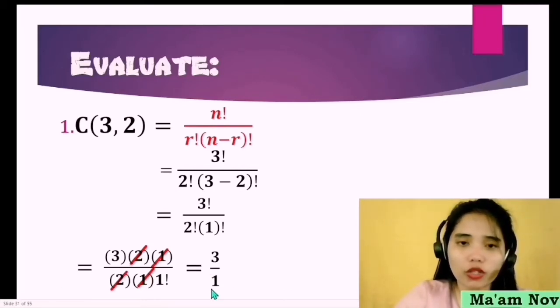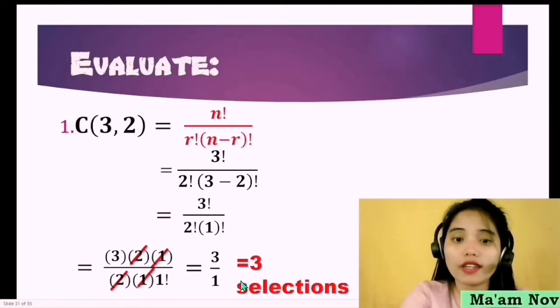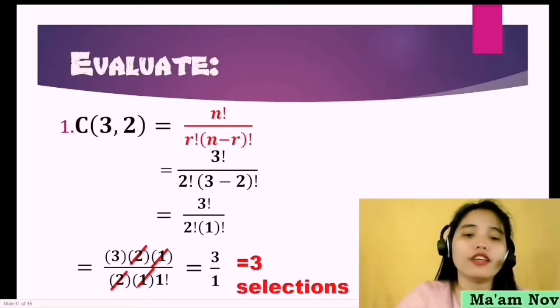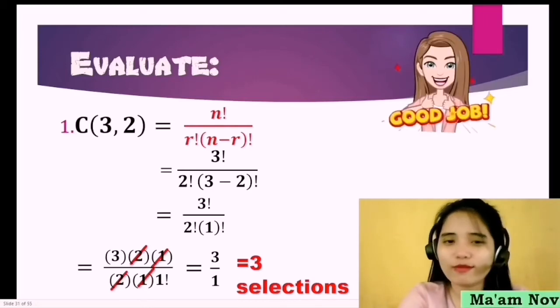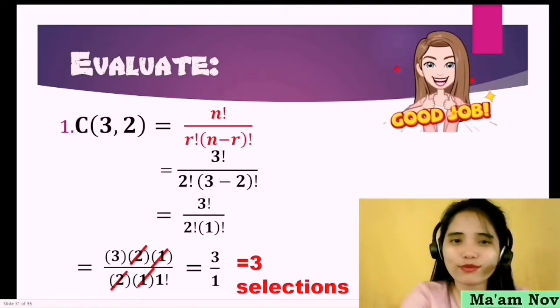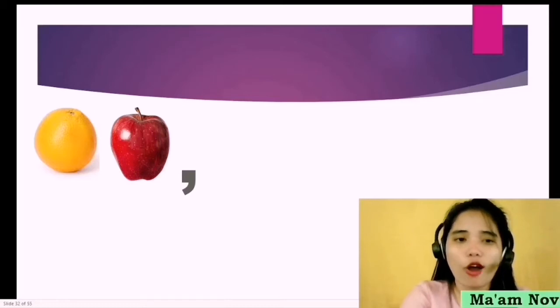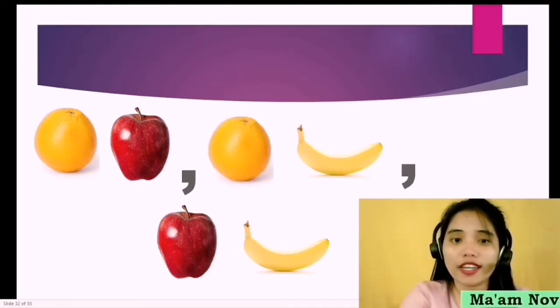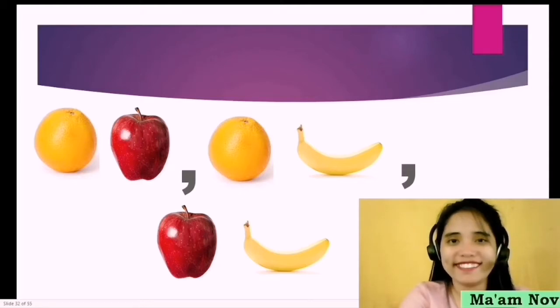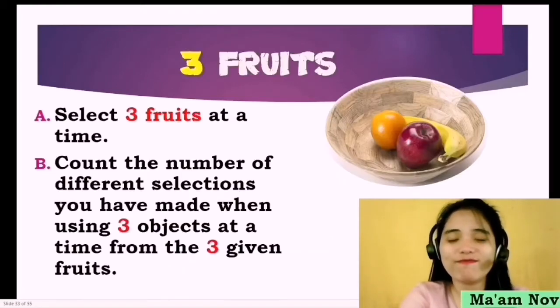1 factorial is equal to 1. So, 3 over 1 is 3. So, meaning, there are 3 selections. So, ano yung selections nga? So, we have orange and apple, orange and banana, pwede ring apple and banana. Okay, di ba? Tama tayo?